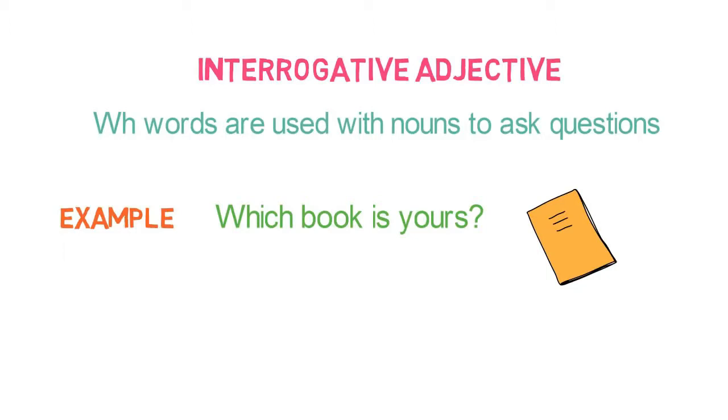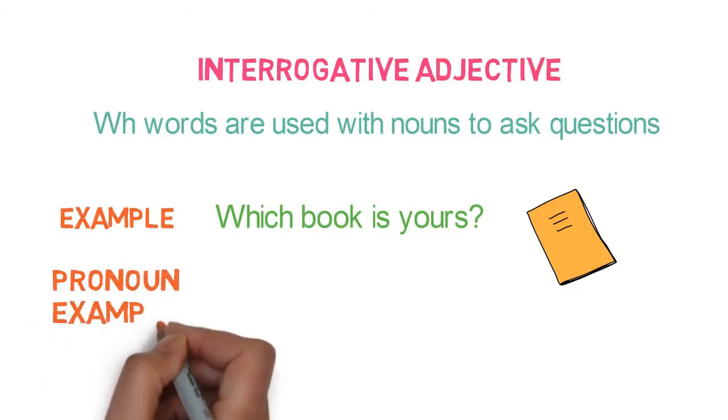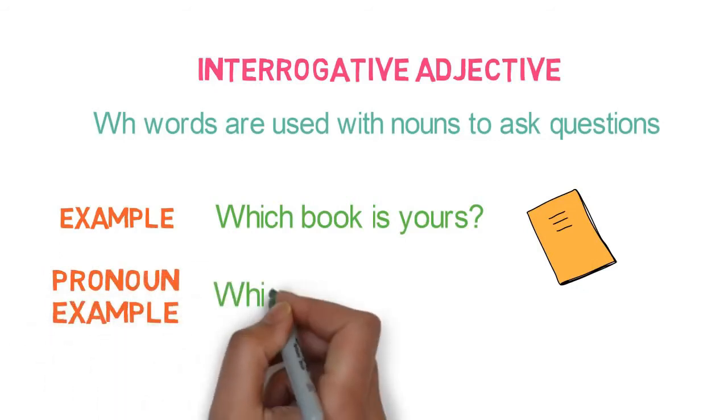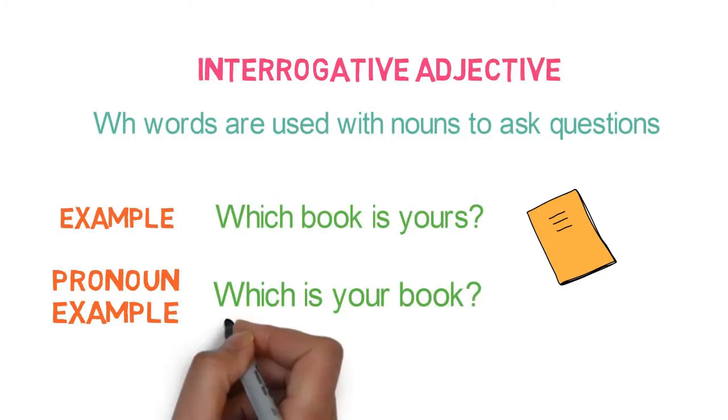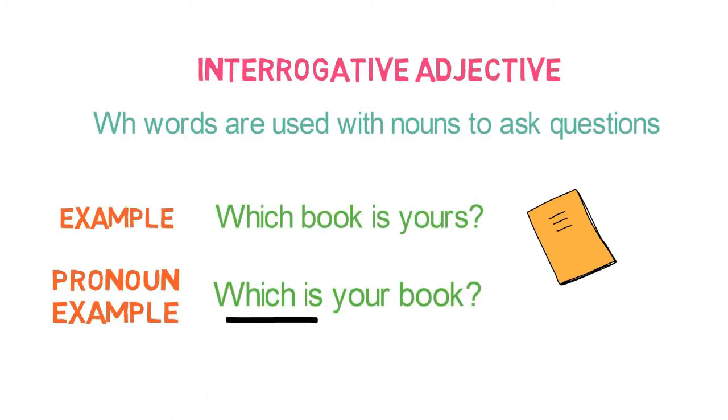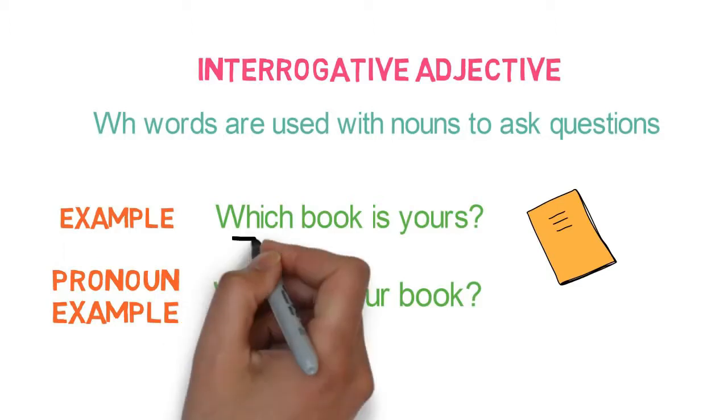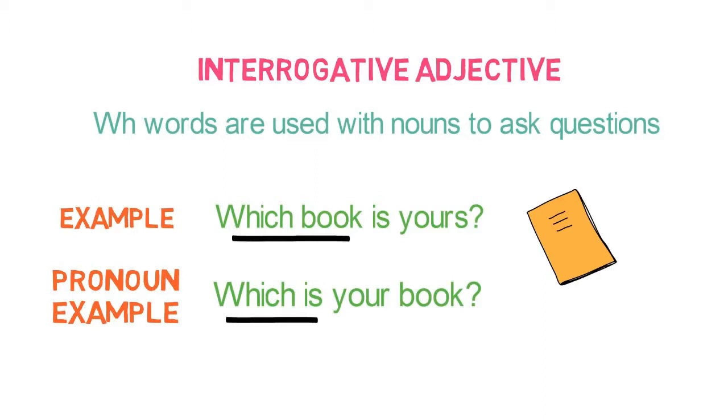Now we discussed interrogative pronouns and they sound similar to these adjectives. But there is a difference. Let me give you the example of an interrogative pronoun. Which is your book? Here, a verb is used after which. So, it is a pronoun. And in the above example, the noun book is used. So, it is an adjective. So, now you would have understood the difference.